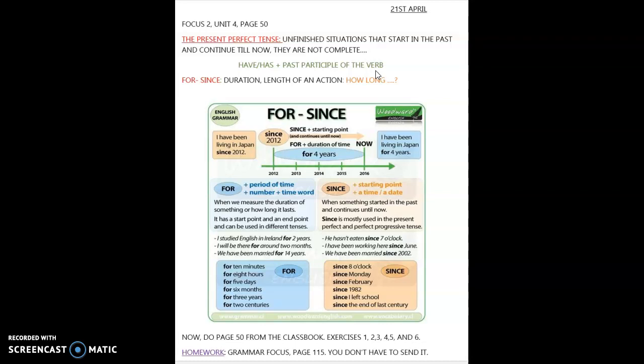Well, two words that are associated with this present perfect tense are for and since. These words are connected with duration or length of an action. Yes? That is why the question should be how long? How long have you been working in Claret? In my case, I have been working in Claret for 23 years. Yes, you know, I am young, but I have been working at this school for such a long time. So, for and since talk about duration. And they are always used with the present perfect tense.